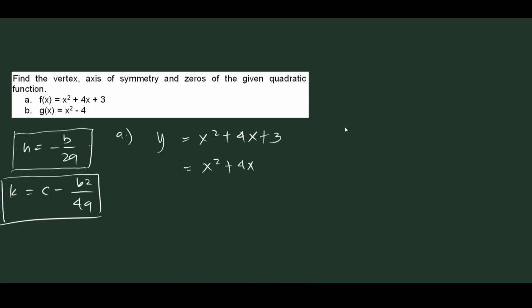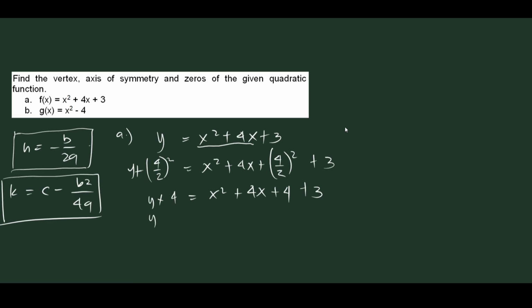So x squared plus 4x. In order to complete the square of x squared plus 4x, we add 4 over 2 and then square that, right? Plus 3. The same thing we do for the other side, 4 over 2 squared, so we get y plus 4. So we have here x squared plus 4x plus 4 plus 3. Okay, so we have here y plus 4 is equal to, so let's express this as a square of a binomial. So we can say this is x plus 2 squared, right? Then plus 3. And then subtracting 4 from both sides, you will get y is equal to x plus 2 squared plus 3 minus 4, that would be negative 1.